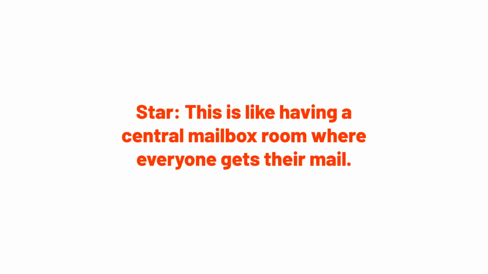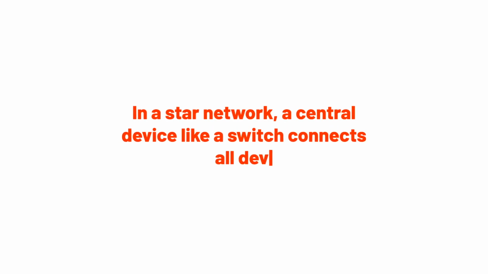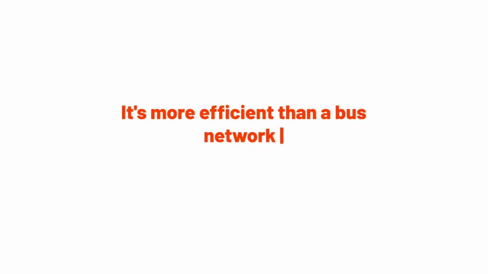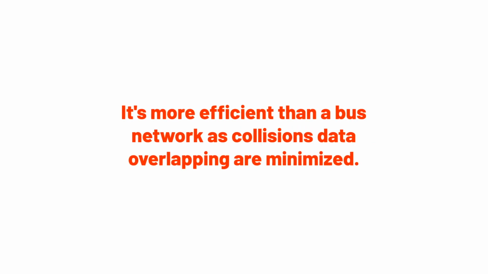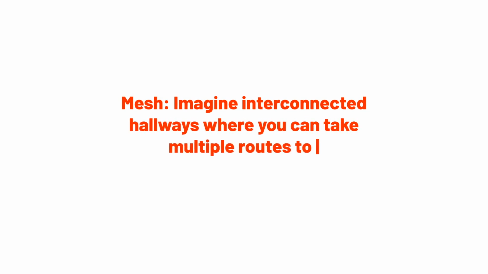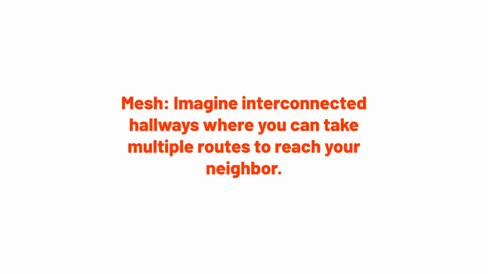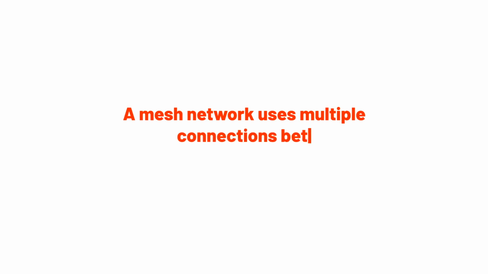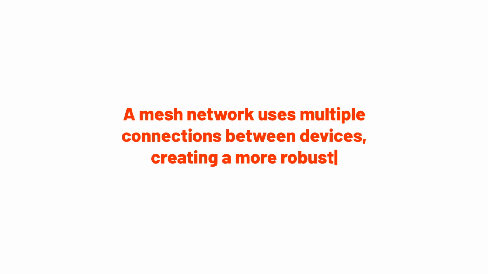Star. This is like having a central mailbox room where everyone gets their mail. In a star network, a central device like a switch connects all devices individually. It's more efficient than a bus network as collisions, data overlapping, are minimized. Mesh. Imagine interconnected hallways where you can take multiple routes to reach your neighbor. A mesh network uses multiple connections between devices, creating a more robust and flexible network.